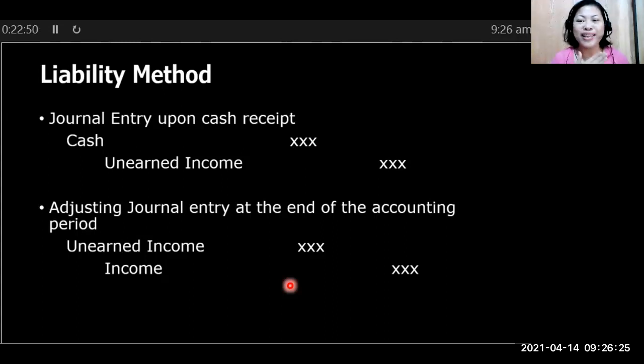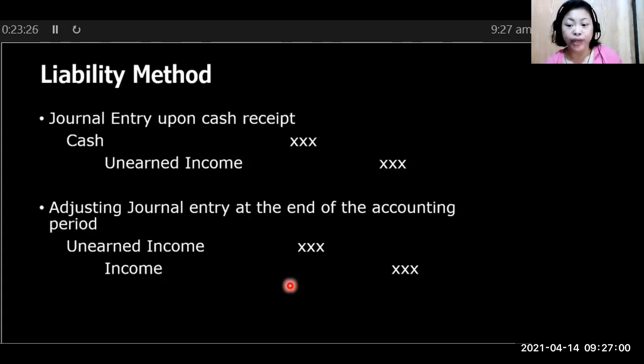We call it liability method. Normally we use liability method to record deferrals or unearned incomes. Journal entry upon cash receipt: when you receive the cash, you debit, of course, the cash because you already received it, and then you credit unearned income. In the adjusting journal entry at the end of the accounting period, you debit unearned income and then you credit income.